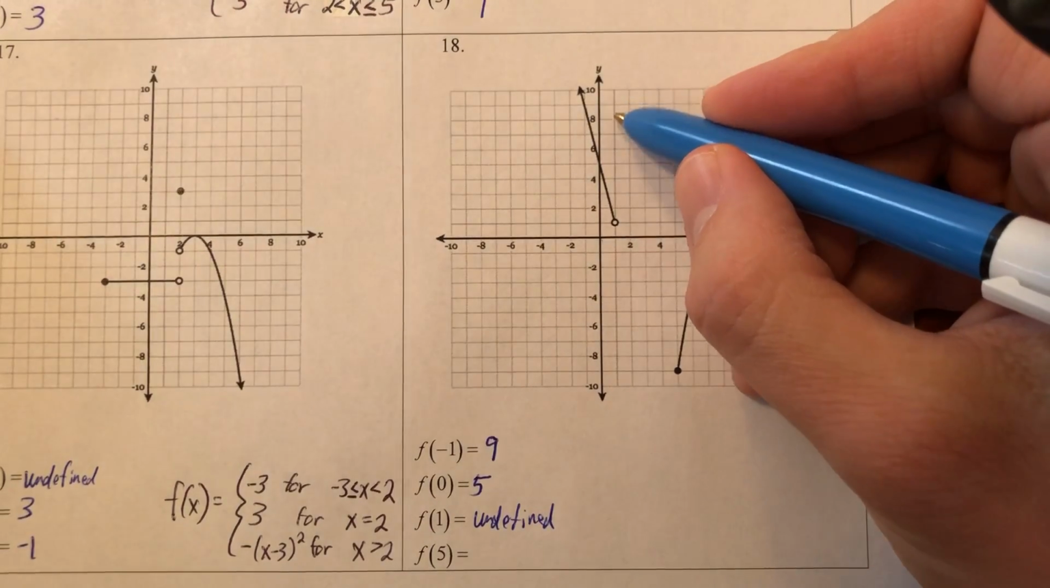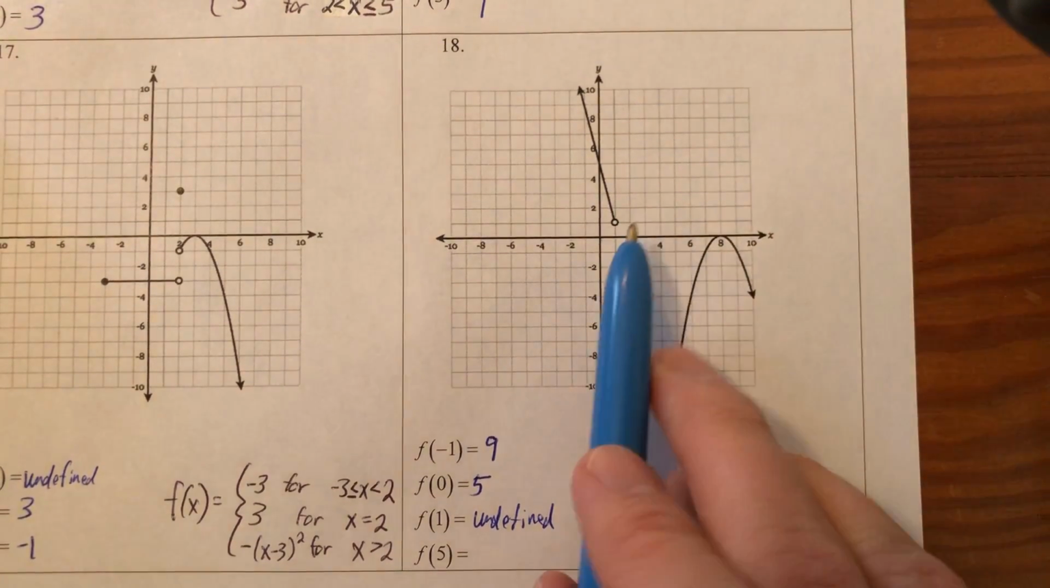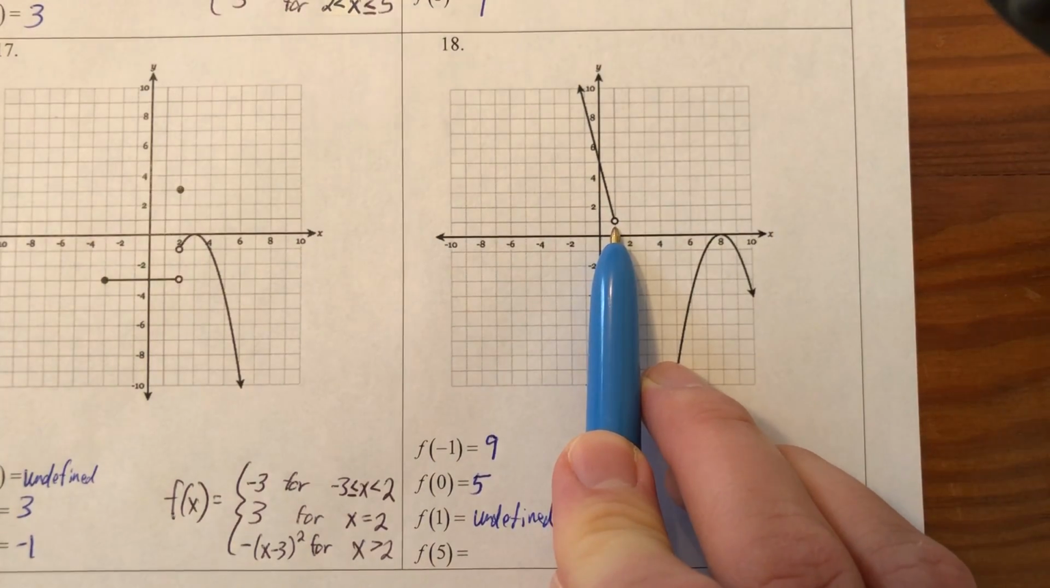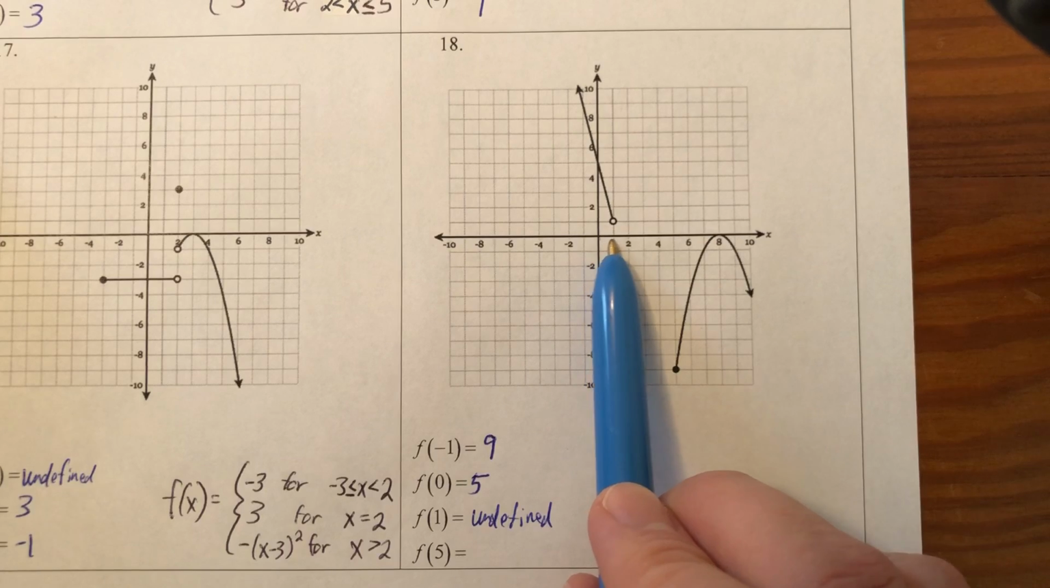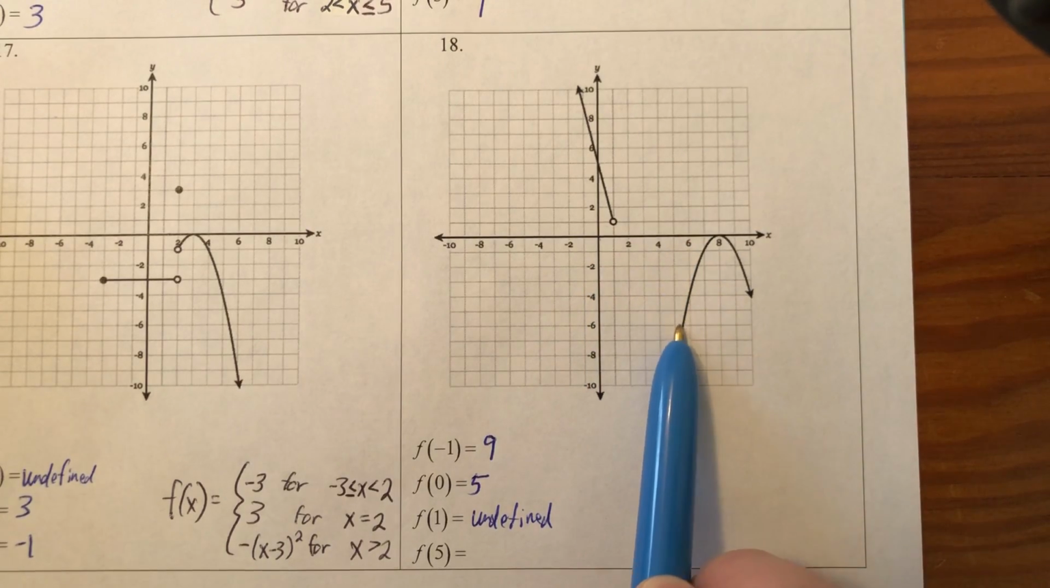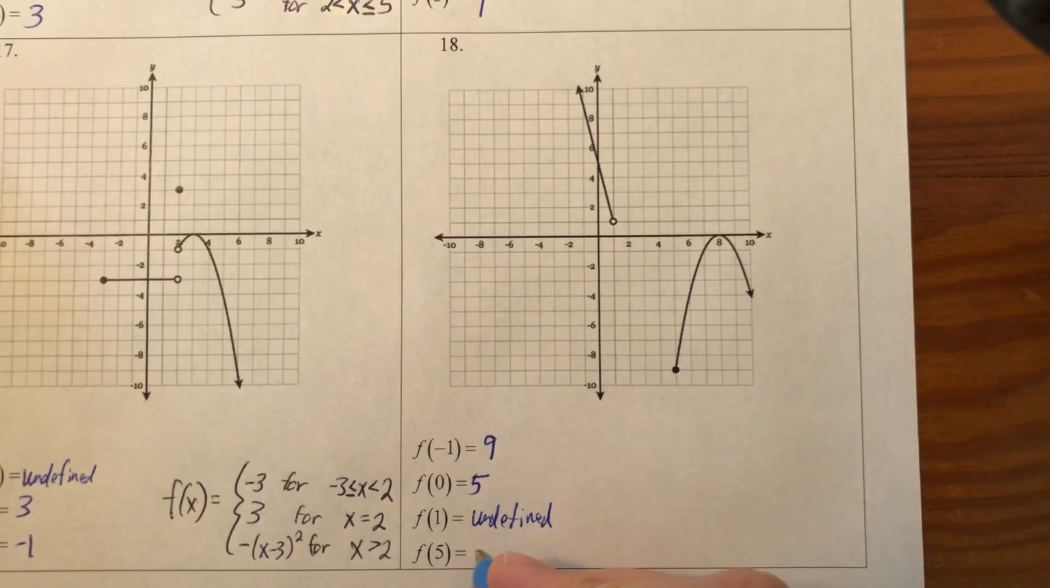There is no function at x equals 1. It ceases to exist right there. And that open circle means that I cannot count that. And then at 5, we go over to 5, and then we'll go till we hit the function, which is down here. And that is a closed circle, so we can count it. That's at -9.